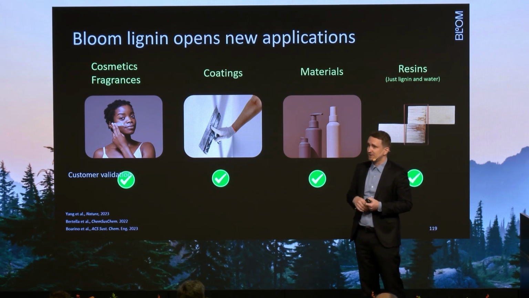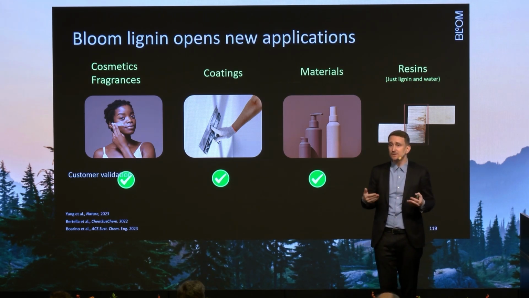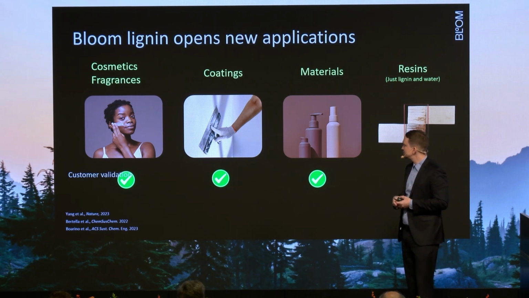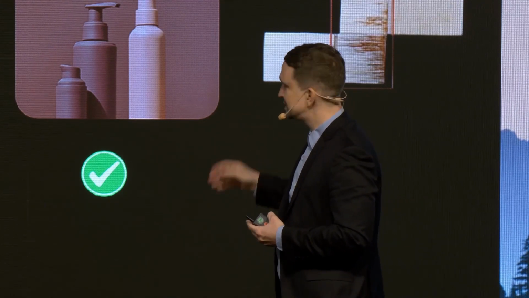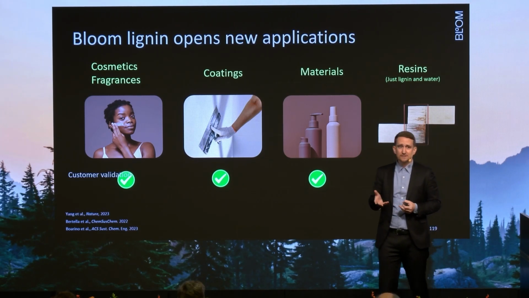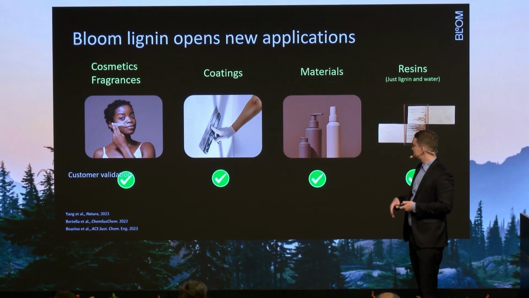We have started actually with fragrances because it was a low-hanging fruit. This has been validated. We today sell these molecules to DSM-Firmenich, a large Swiss, now Dutch or half Dutch, half Swiss company. We have validated coatings, materials, but given the time we have today, I would like just to go into the most recent application that is in the world of resins.